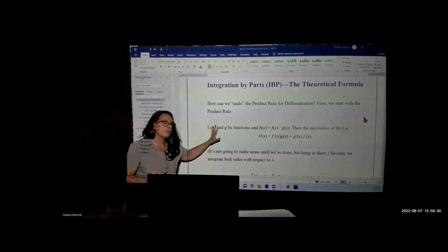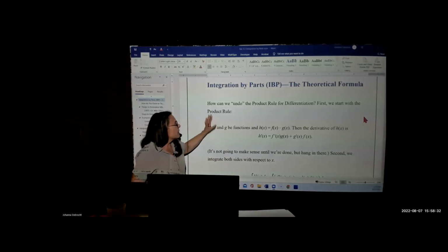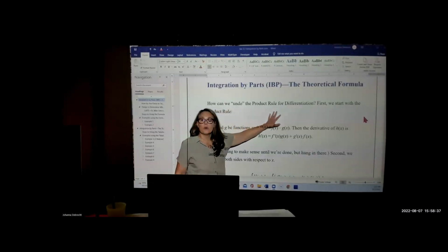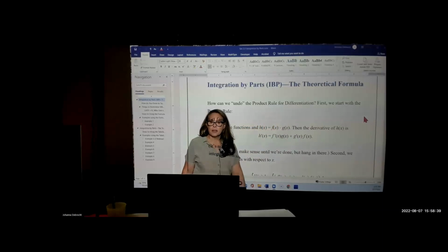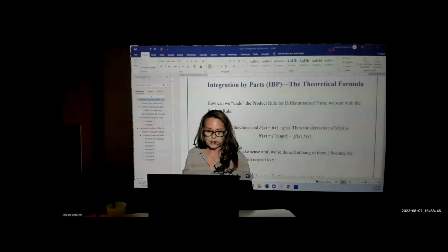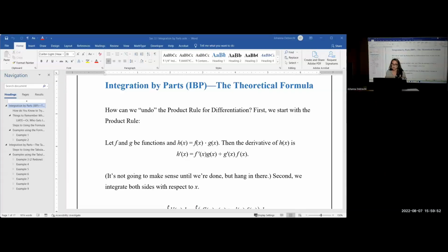So we're going to start with the theoretical formula here. And what we're talking about, of course, is the product rule for derivatives. So let me go ahead and share with you my screen. Now that you can see what I'm seeing, let's go ahead and review what the product rule for differentiation is.